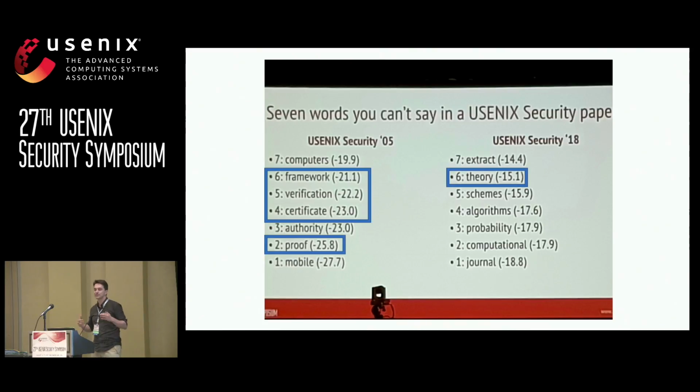The last two talks were great, vulnerabilities are great, but maybe if 13 years ago there'd been a few more papers on verification and proofs, there would have been far fewer vulnerabilities in today's USENIX.